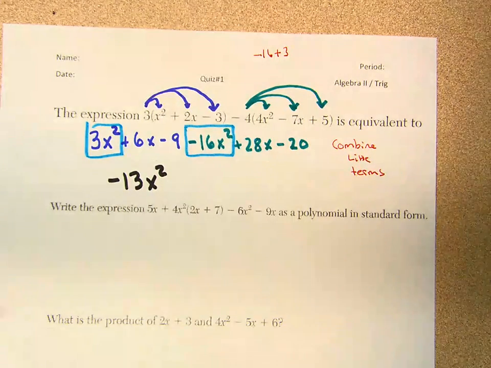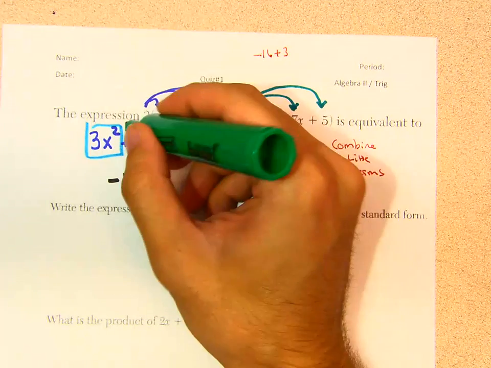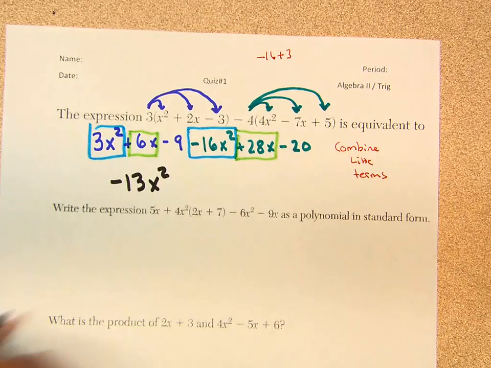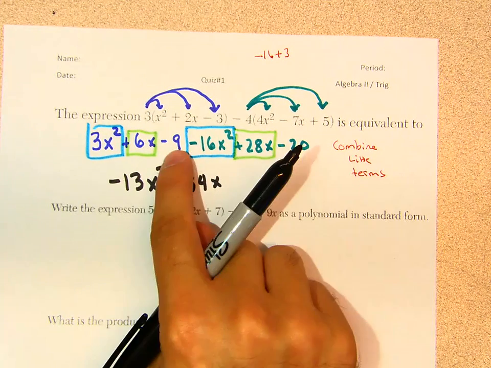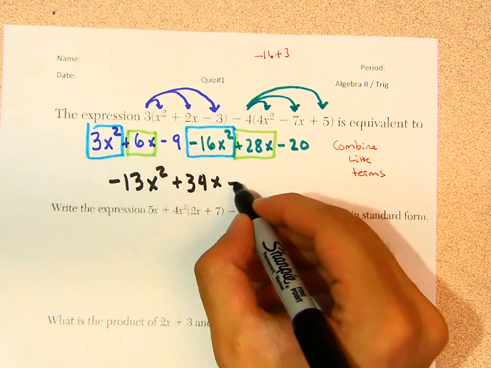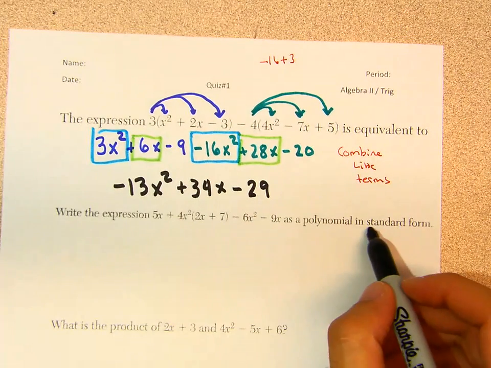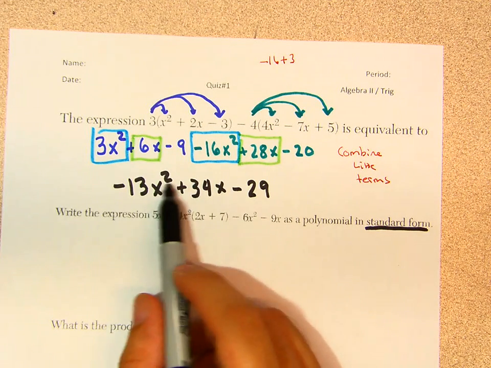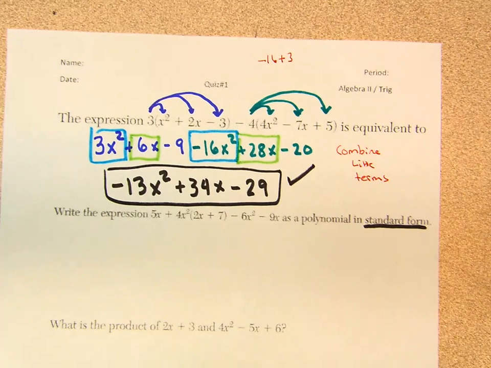What is the next one we can combine? You could do the positive 28x and the positive 6x. 28 plus 6, this is 34x, right? Negative 20 minus 9, this is negative 29, okay? And is it in standard form? What does it mean to be standard form? The exponents are from highest to lowest? Yes. So that's our answer.